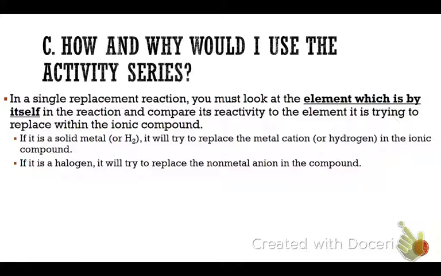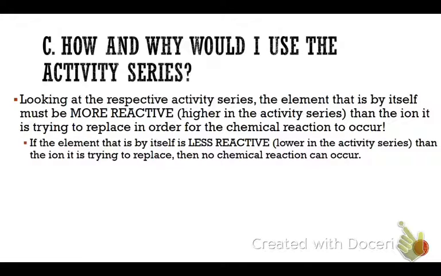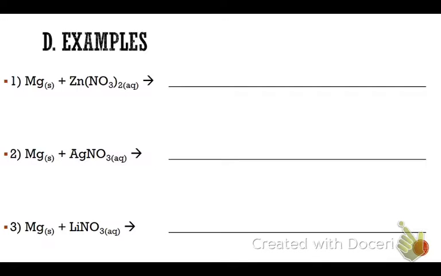In a single replacement reaction, you have to look at the single element and compare it to the reactivity of the element that it's trying to replace in the compound. If you have a metal reacting with a compound, you have to see if that metal is more or less reactive than the metal in the compound. As we look at the examples, this will begin to make a little more sense. For a reaction to happen, that single element has to be more reactive, or higher up on the activity series list, than the one that's already in the compound. If it's less reactive, no reaction can occur. Like I said, you'll see examples of this as we take a look at the practice problems.